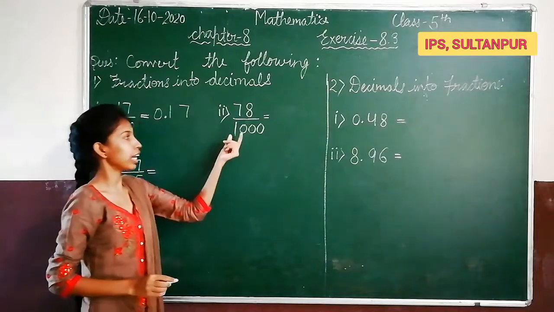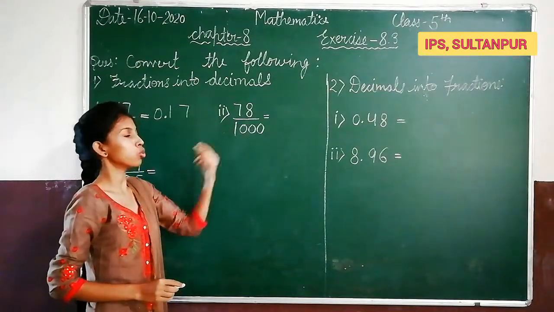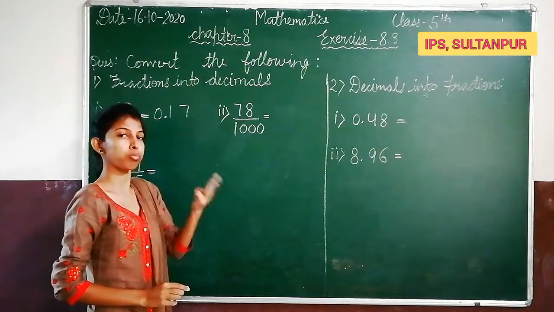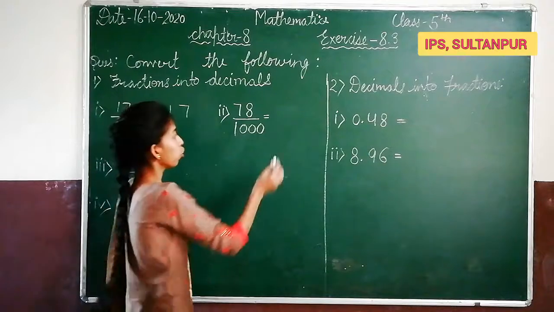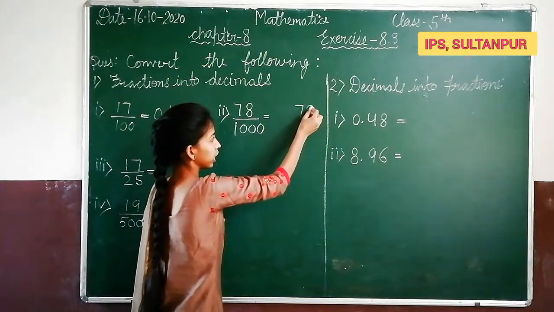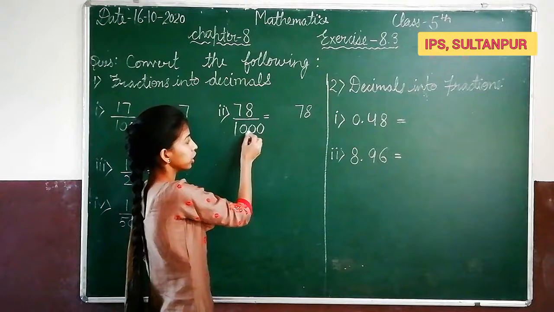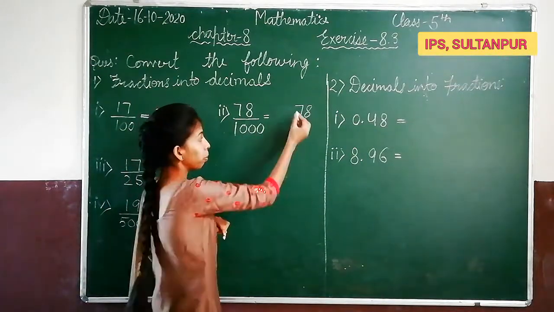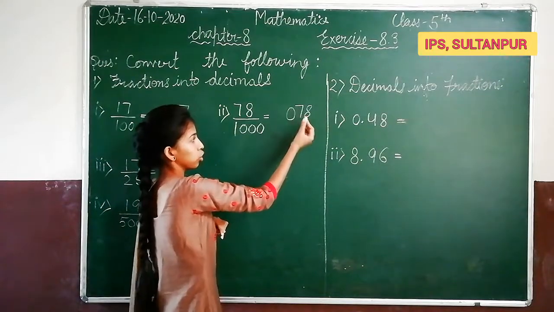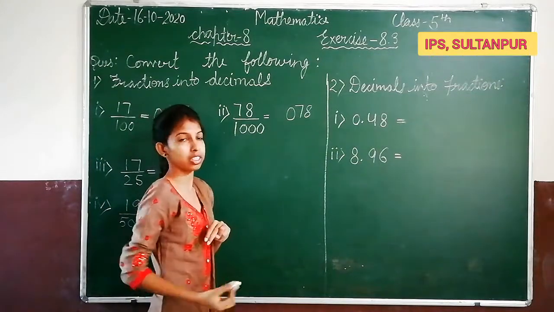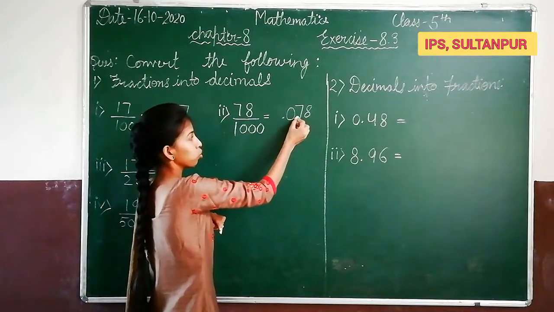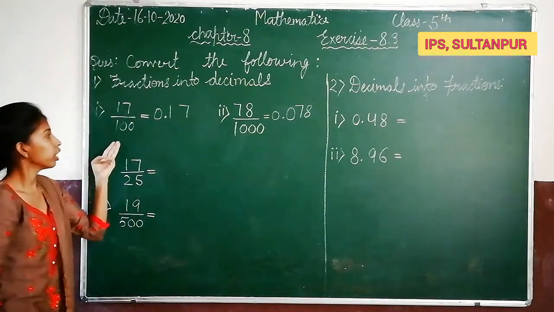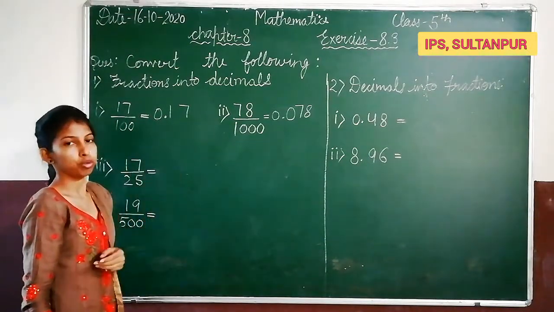In the next, 78 by 1000. How many zeros are in 1000? There are 3 zeros. So we will put the decimal after 3 digits from the back side in the numerator. Check the numerator. 78 is given. We will put the decimal after 3 digits from the back side. So 1, 2. But only 2 digits are given. So for completing the digits we will put 0. Now 1, 2, 3. There are 3 digits. We will put the decimal after 1, 2, 3 digits and we will put one more 0 here. So these are for 10, 100 or 1000 in the denominator.